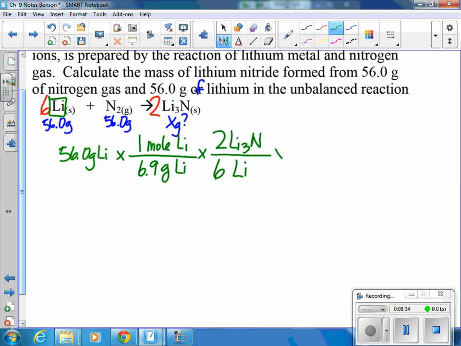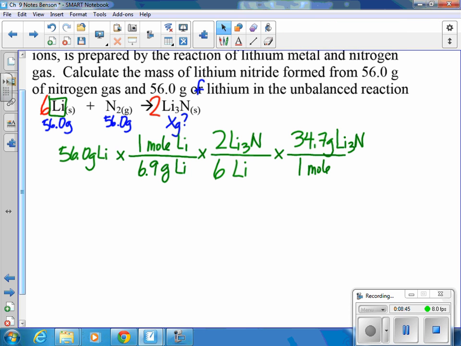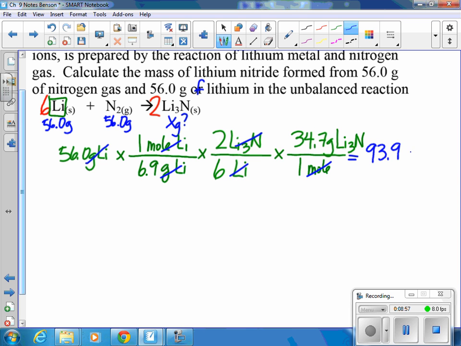And then the last step will be to multiply by the molar mass of 34.7 grams of lithium nitride in 1 mole. Again, checking my units, I can see my grams of lithium cancels out, moles of lithium nitride, and my resulting answer then is going to be 93.9 grams of my lithium-3 nitride.